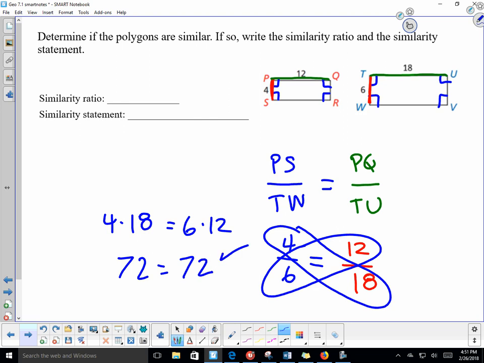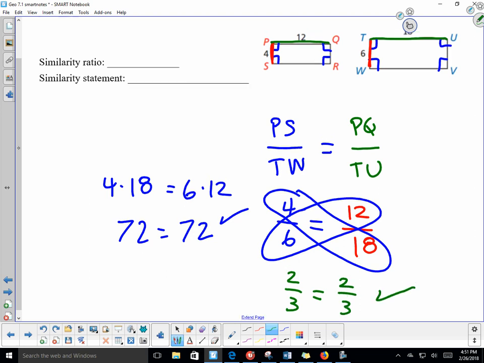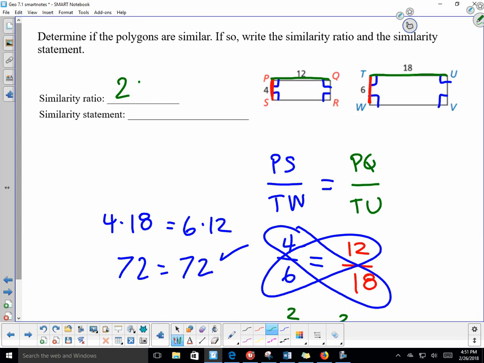If we actually did reduce these, though, we can get our similarity ratio. Both of these reduce. 4 over 6 reduces to 2/3. 12 over 18 reduces to 2 over 3. All right, so our similarity ratio is 2 to 3. That's how we would write that.